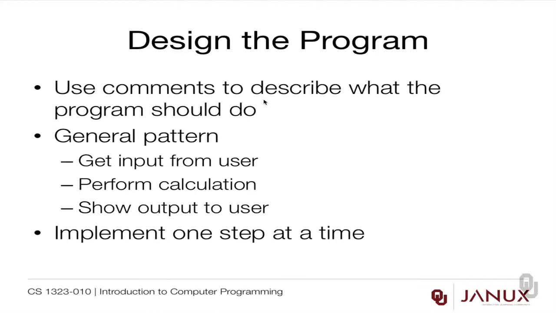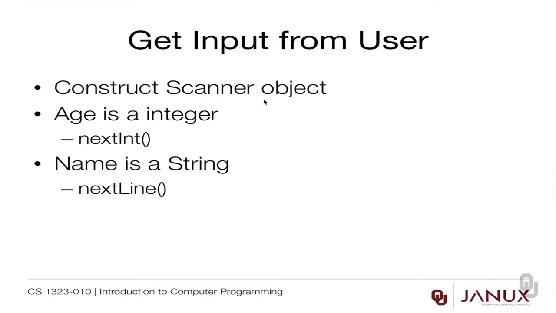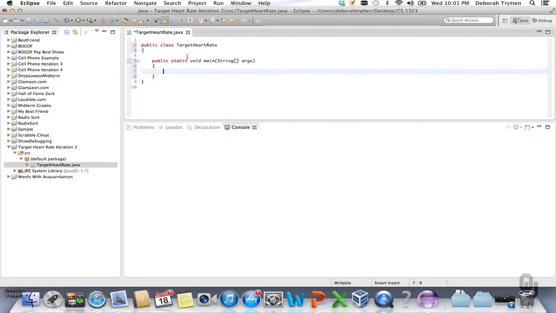So let's implement this one step at a time. The first thing we'll implement is getting input from the user. We'll do that after we put comments in our code. So here's Eclipse. The input we need from the user is their age and their name. So that will be what our comment is. Notice that Eclipse makes comments green by default. So that's one of the ways you can tell when something's in a comment.